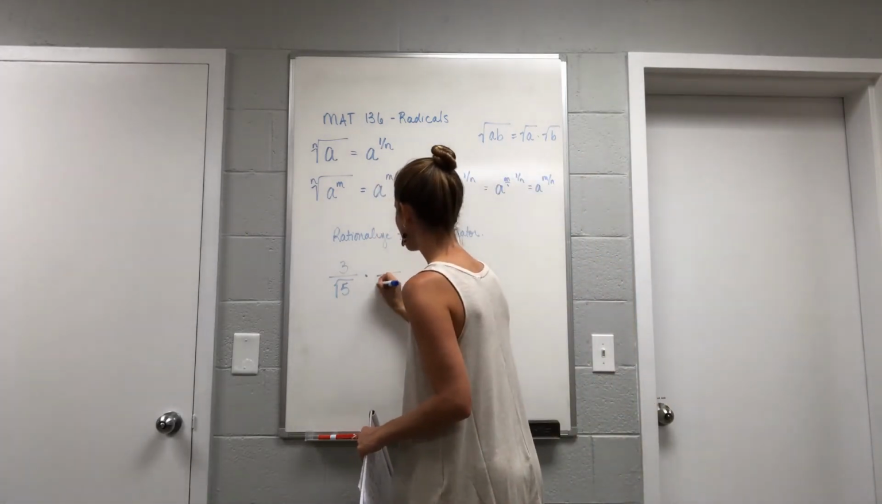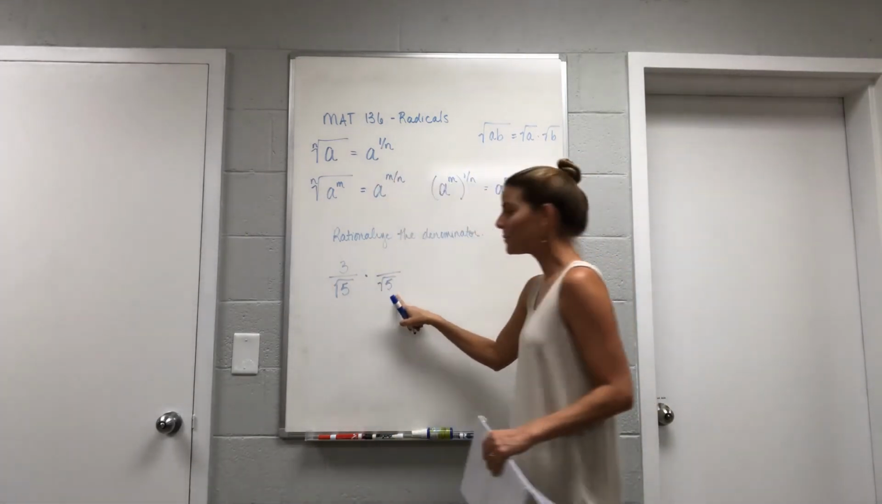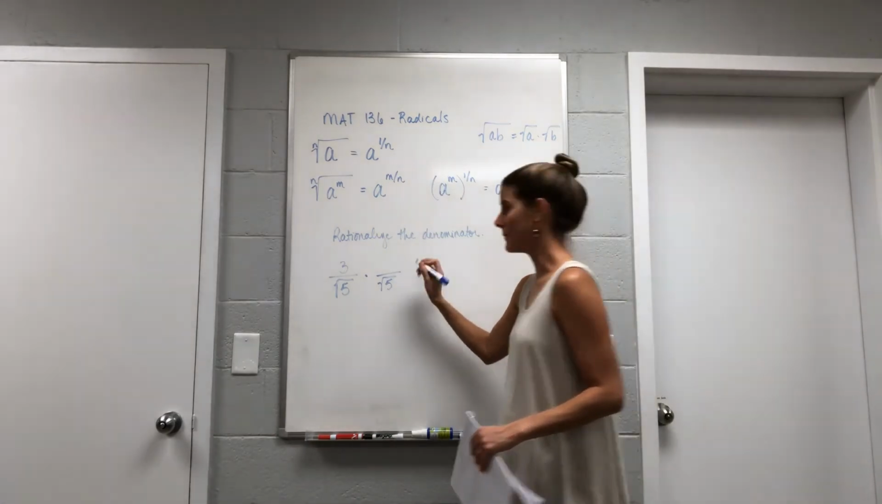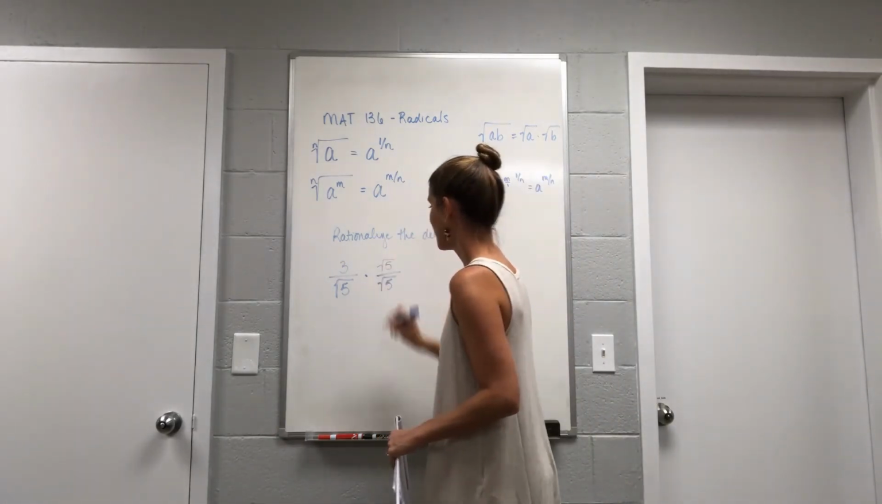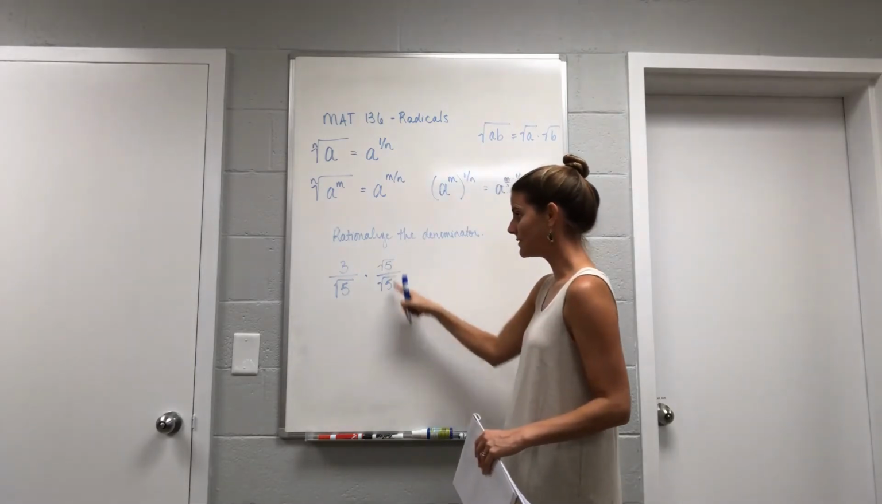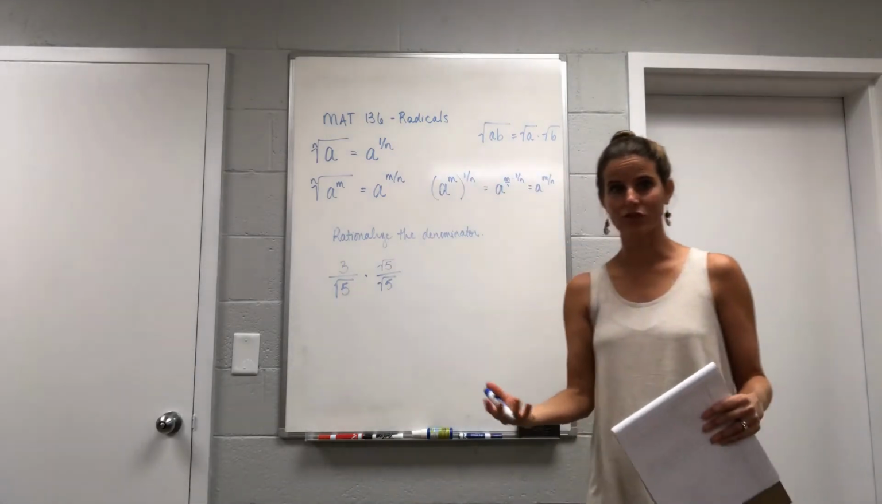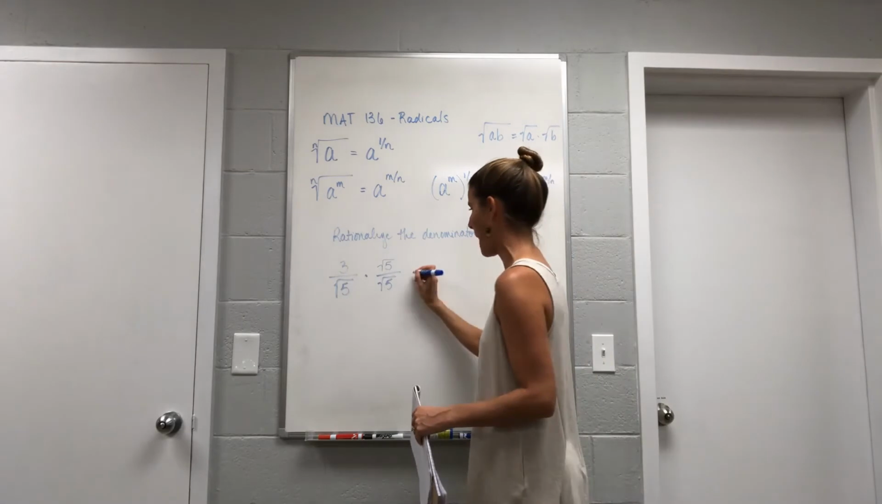So we've got the square root of 5. But if I multiply the denominator by square root of 5, I need to do the same thing in the numerator. All right, and the reason is, again, this is just equal to 1. Multiplying by 1 doesn't change the value of that initial.